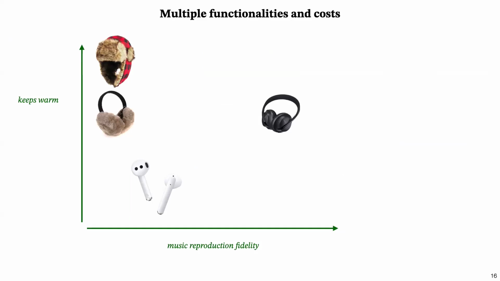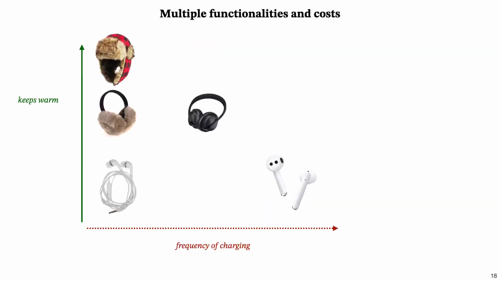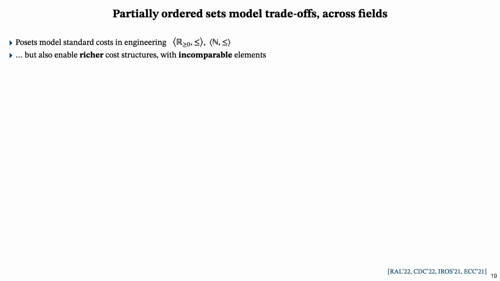You can also start comparing multiple properties of different products, for instance. So let's look at headphones. You can look at keeps warm versus music reproduction fidelity. Now, of course, these first two on the left keep you very warm. They don't reproduce music. You have other headphones that keep you warm and reproduce music well, and these don't keep you warm but reproduce music well. Now, why don't you buy these headphones when you're cold? Well, it's because there are other things like price, for instance, right? And as soon as you change the axis, the order of all of these things changes. You can look at price versus keeps warm. You can look at frequency of charging versus keeps warm, and so on and so forth.